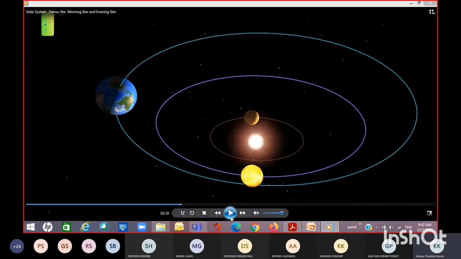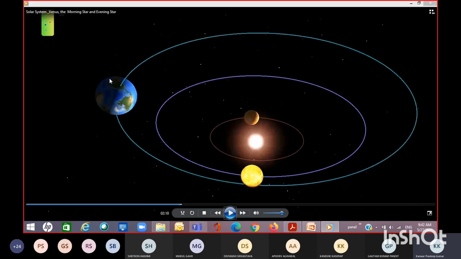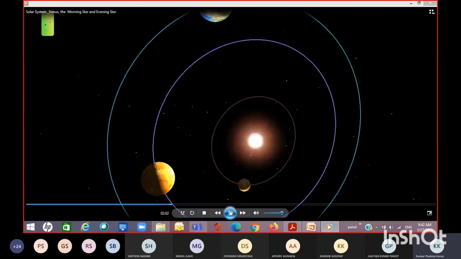Notice the day and the night and the phases of the planets. See here, Earth, this is day, this is night. Mercury, see the phase of Mercury, visible as a crescent. Few seconds back, there was a phase of the Venus. See this one on the left. The Venus is also having phases like the moon. The whole planet is not illuminated.